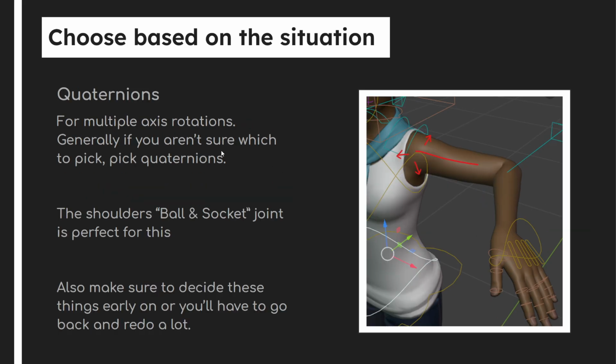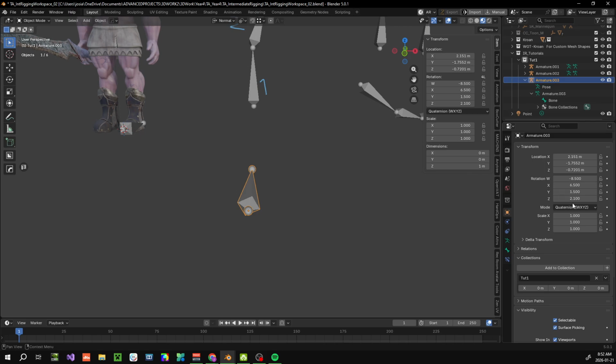And then next is quaternions, which are great for multiple axis rotation. If you aren't sure what to pick and it seems confusing, try quaternions. The shoulder's ball and socket joint is a perfect example of this, because your shoulder can rotate up and down, forward and back, and then it can kind of twist a little bit, very little, but it has much more freedom of movement.